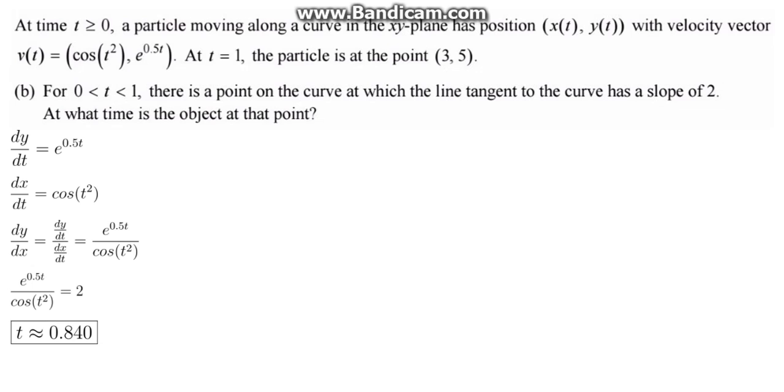Again, let's look at the scoring for this problem. This problem is worth 2 points. We get 1 point for having the slope in terms of t, that is dy/dx is equal to e to the 0.5t all over cosine of t squared. And we get another point for having the correct answer, t equal to 0.840.